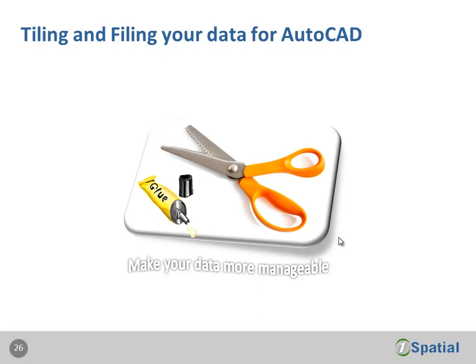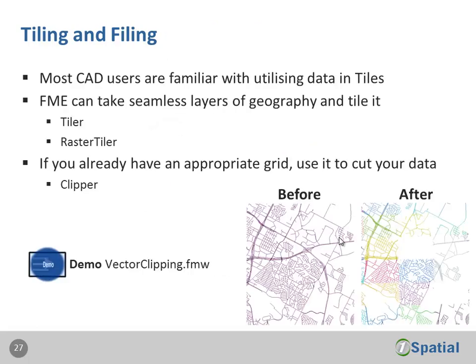Now we're going to take a look at tiling and filing your data for use in AutoCAD. Many users of AutoCAD are familiar with the fact that typically you work with data in tiles. AutoCAD itself, and especially AutoCAD Lite, likes to work with smaller file sizes than you might be used to in a GIS. And the best way of dealing with that is tiling your data up. So if you have data in a GIS system like ArcGIS, and you have shapefiles or file geodatabases, you can take that data that covers a significant area and tile it up into pieces so that an AutoCAD user can more appropriately use that.